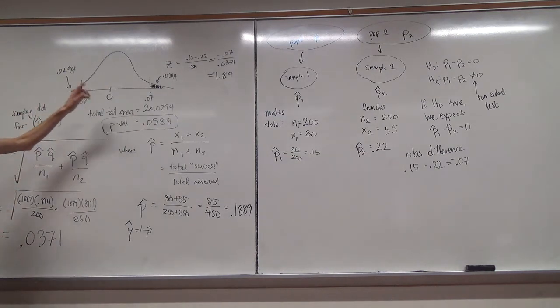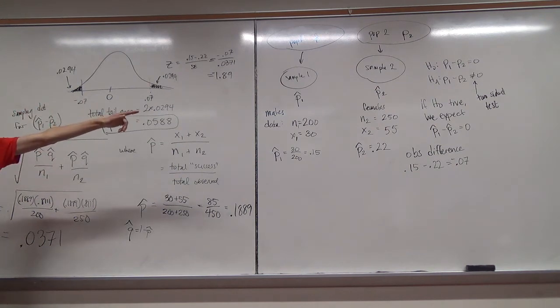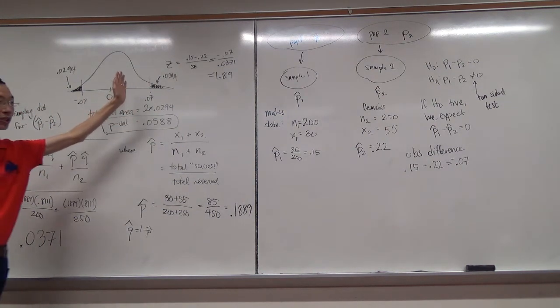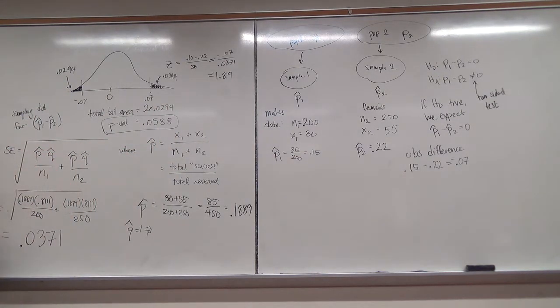Ideally, if it's a less than sign, you're going to be on the negative side, so the area to the left is less than 0.5. And if it's greater than 0, you're hoping to be on the positive side so that your area is small. So our p-value is 0.0588. So if we used alpha to be 5%, what would we conclude?